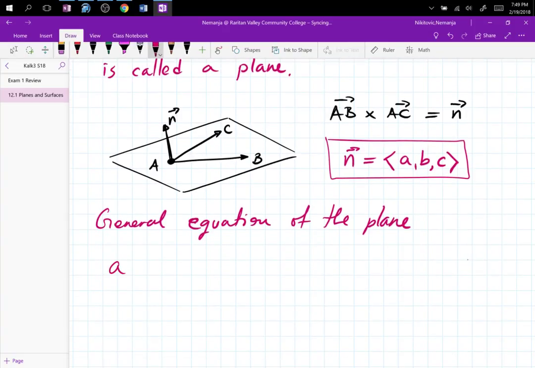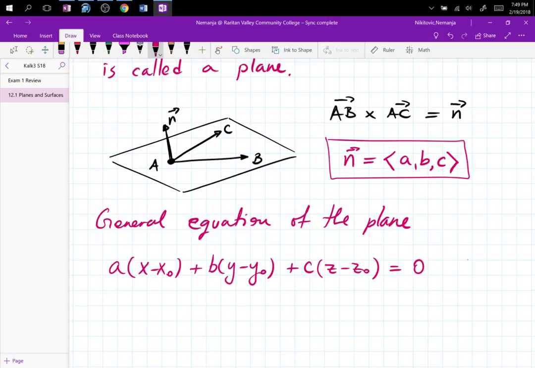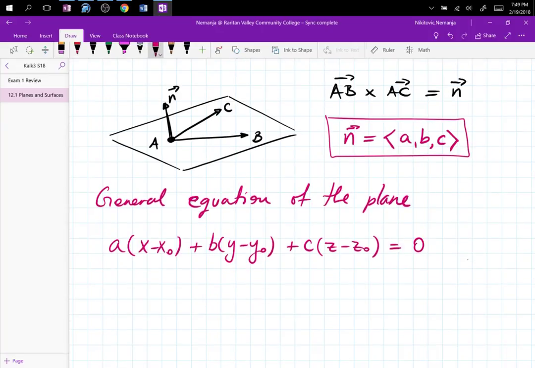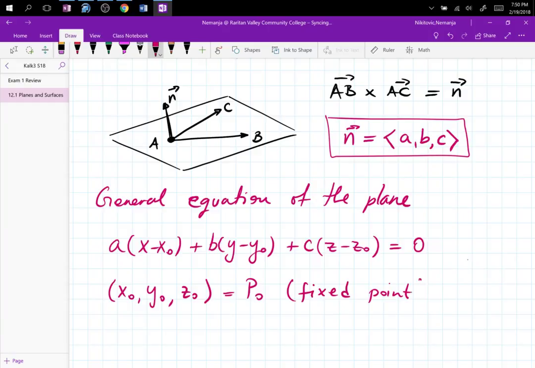It says a(x − x0) + b(y − y0) + c(z − z0) = 0. Now, x0, y0, z0 is the P0 fixed point. And you already know that A, B, and C belong to the normal vector n. X, Y, Z have to stay there because that covers the space. So this is our general equation.